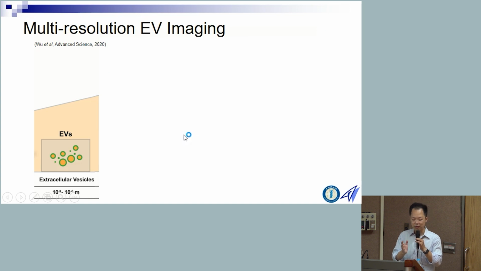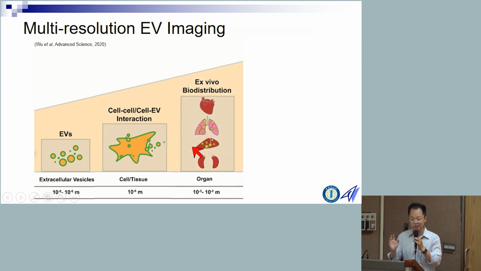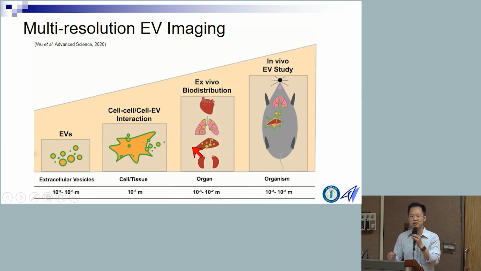When I was in Taiwan, I was like, 每次用一个 reporter 是可以看到一种, we can only see one, but not both, right? I want to see from vesicle to cells, and then finally organs and the whole animal. Is it possible to do that? And that's actually what I set out to do when I came back to Taiwan.